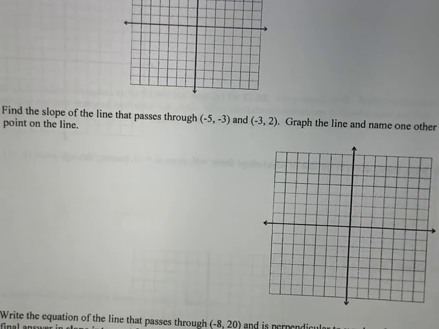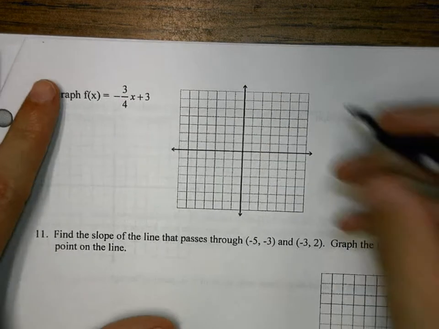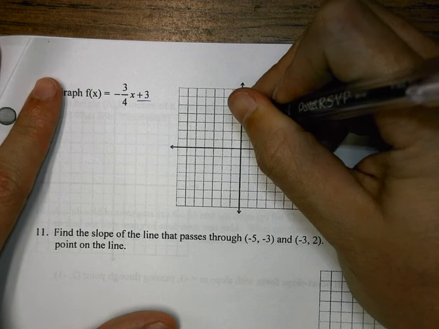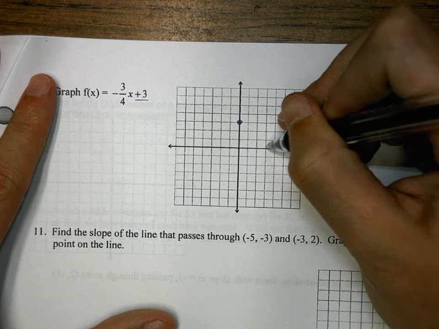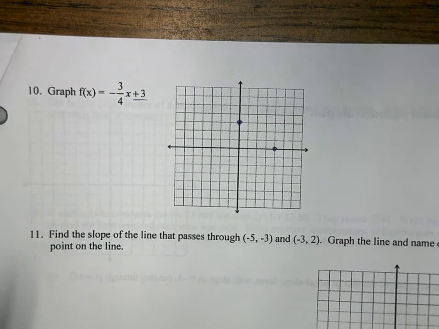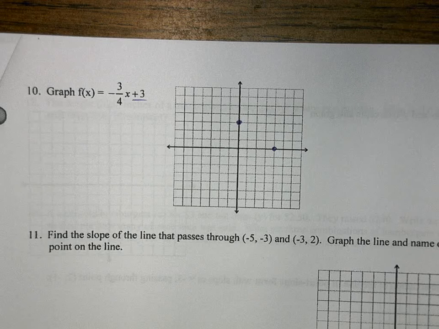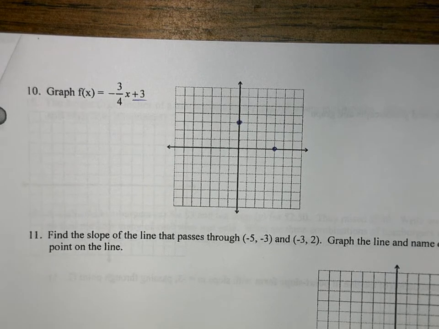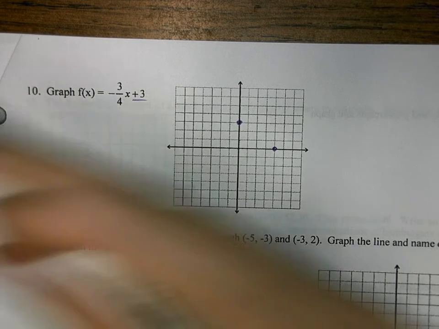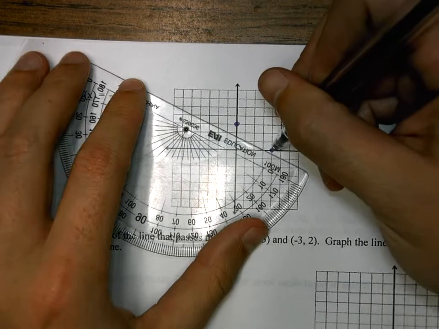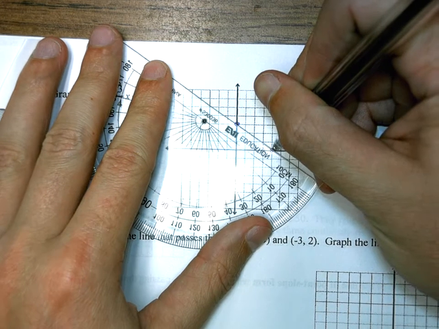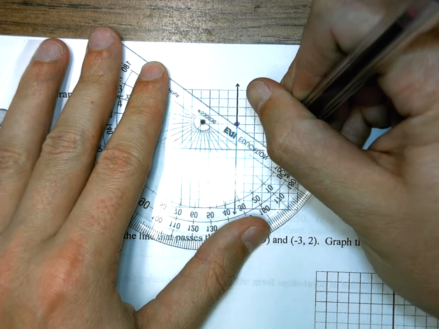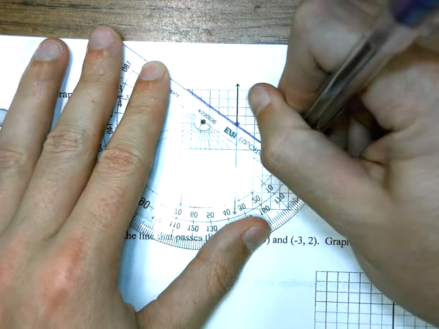Number 10, to graph it. Start at positive 3. 1, 2, 3. Slope is rise over run. Down 3 over 1, 2, 3, 4. And you connect these with a straight edge. I'm looking for my straight edge now. There you go. There's your line.